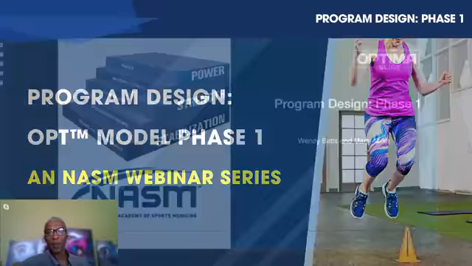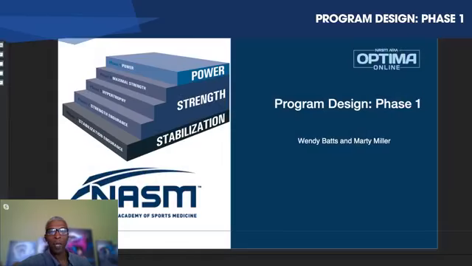Today you learned about the science of what goes into the OPT model. Now we're going to teach you the art of how to build a program using that science. We're going to start off today with level 1, phase 1, stabilization endurance training. So I will let these two capable experts take it away. Wendy, tell us what we're trying to accomplish during the stabilization level.